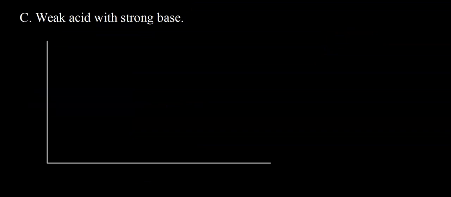All right, now let's go back to this one. Let's take a weak acid. Let's say we have 0.1 molar acetic acid, and we're going to titrate that with 0.1 molar sodium hydroxide. Acetic acid has a Ka of 1.8 times 10 to the negative fifth.